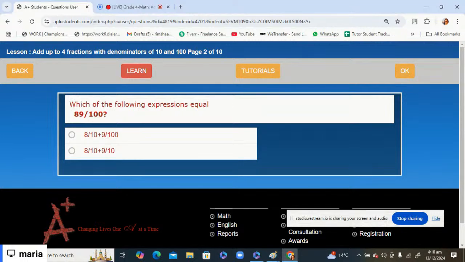So now, which of the following expressions equals 89 over 100 here? Again, the same thing: 8 over 10 and 9 over 100.